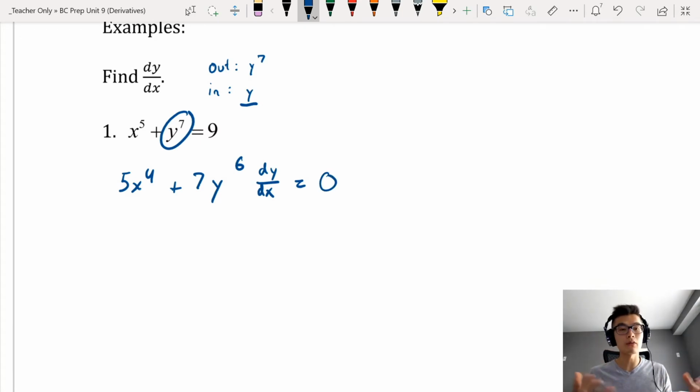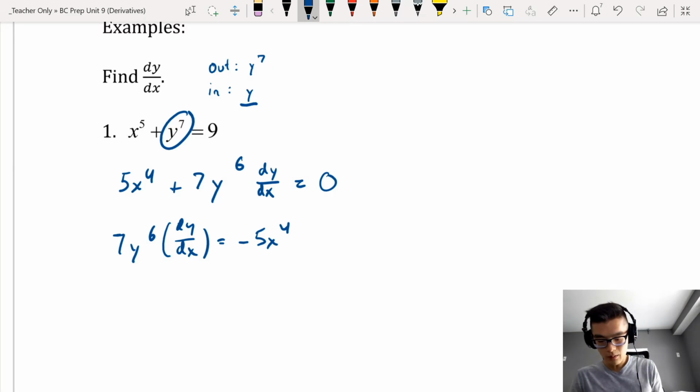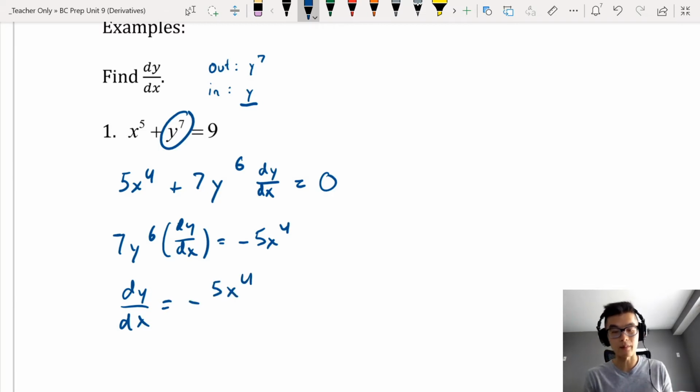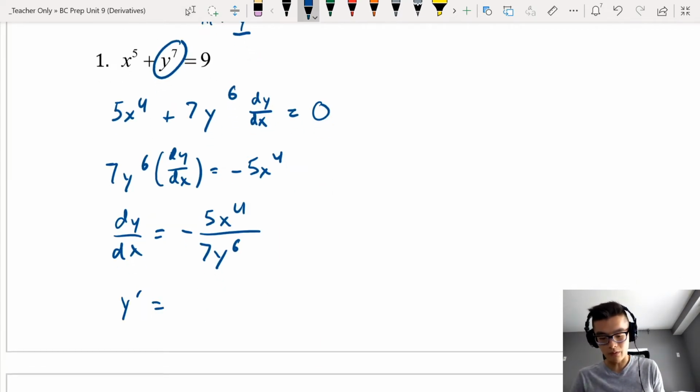And all we gotta do now is reorder it so that dy/dx is by itself. So we end up with 7y to the 6th times dy/dx equals negative 5x to the 4th. And then all we gotta do is just divide by the 7y to the 6th. So we get dy/dx is equal to negative 5x to the 4th over 7y to the 6th. And that's going to be the answer for how we implicitly derive this. Or if you want to change it, you would say y prime is equal to whatever was just up here.